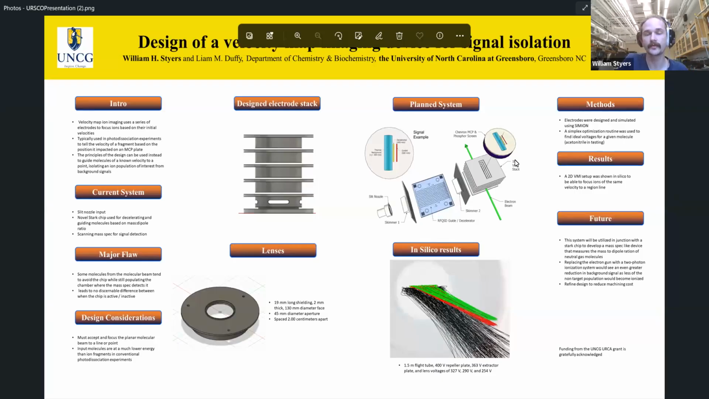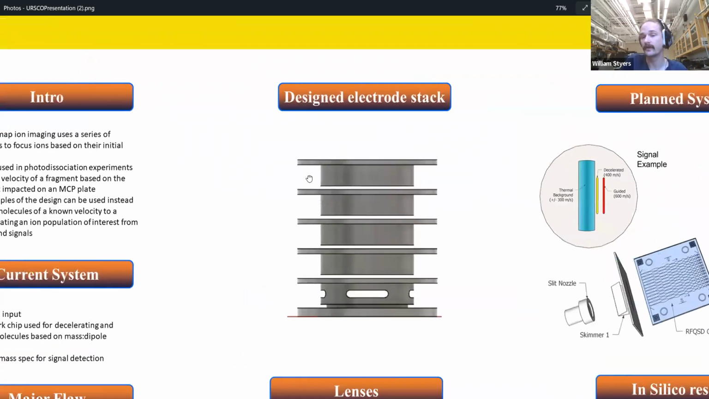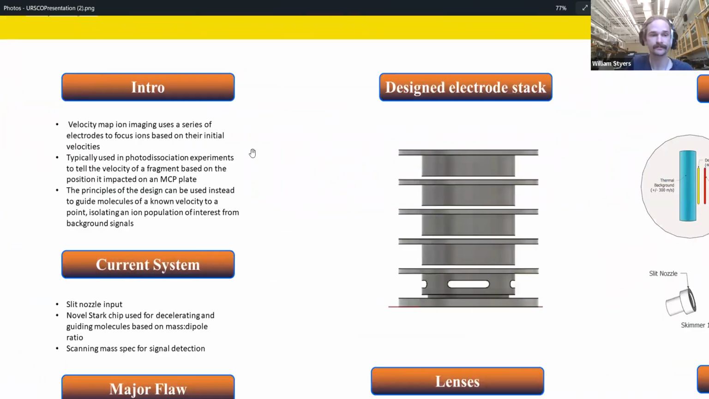Hi everyone, my name is William Styers and I'll be presenting my design for a velocity map imaging device that will be used for signal isolation. So let's begin with what velocity map imaging really is.